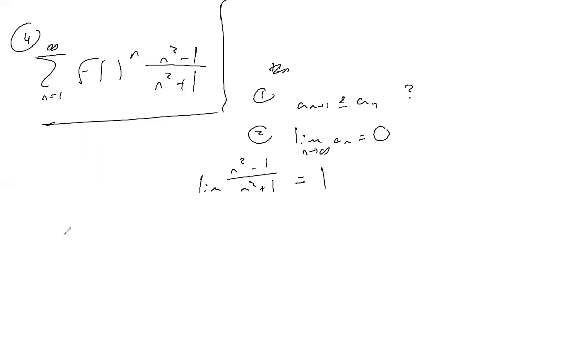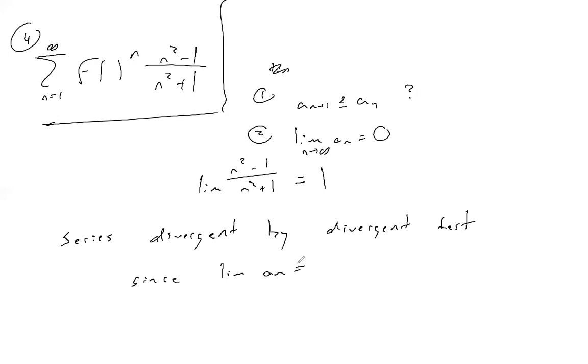So the limit of the stuff inside of these terms doesn't go to 0. What do I know? This series has to be divergent. But why? I do not say by alternating series test. I say, and if I wanted to be specific, since the limit of a_n does not equal 0, by divergence test. It's not divergent by alternating series test, it is divergent by divergence test.